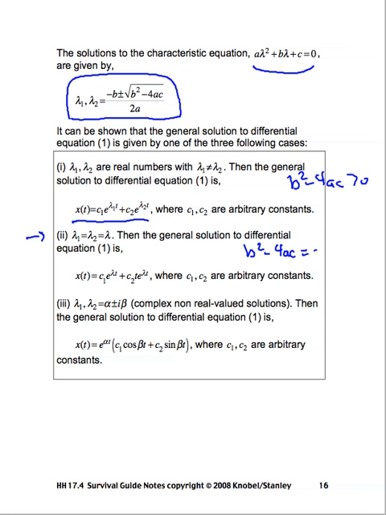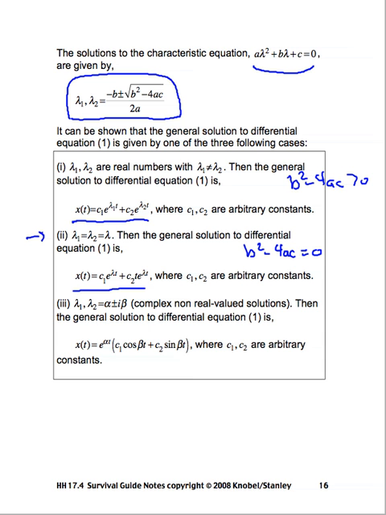In case 2, this occurs when b squared minus 4ac is equal to 0, in which case you have a repeated root, so lambda 1 and lambda 2 are just equal to some lambda. Lambda would be minus b over 2a. The solution here is given by x of t equals c1 e to the lambda t plus c2 t times e to the lambda t. This is the general form of the solution in that case.